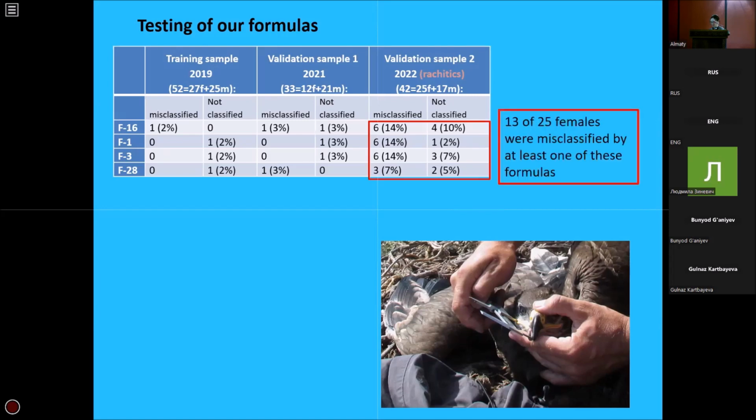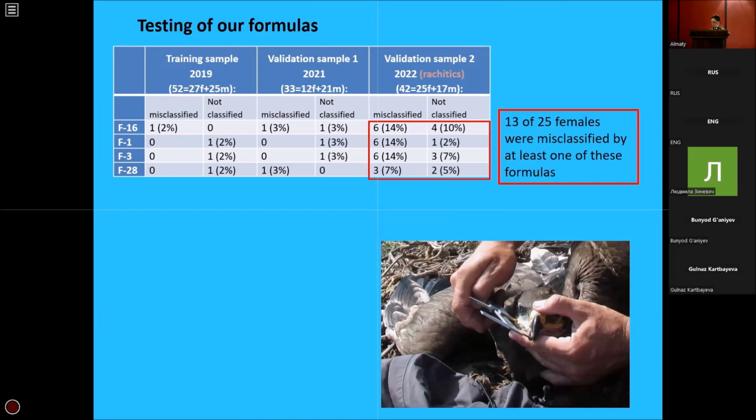And in this sample, there are 13 nestlings that are misclassified by at least one of these 4 formulas, and they are all females. So half of the females were identified incorrectly. Apparently, due to underdevelopment of muscles and bones, and due to lack of body fat, the tarsus of females was too thin, and such females were classified as males.